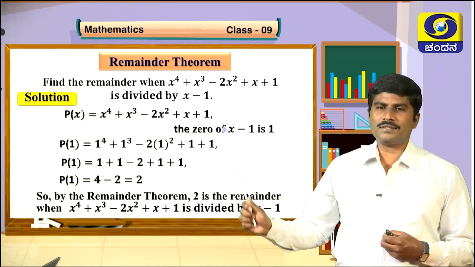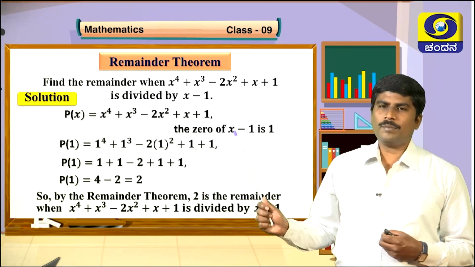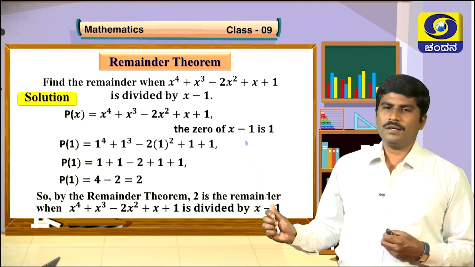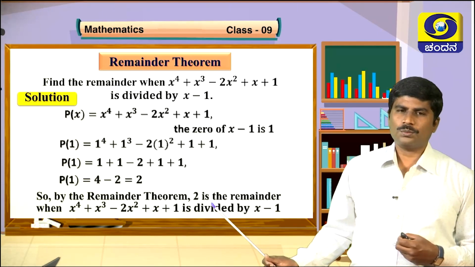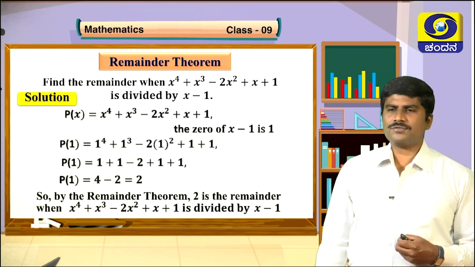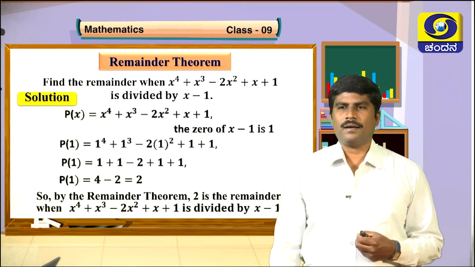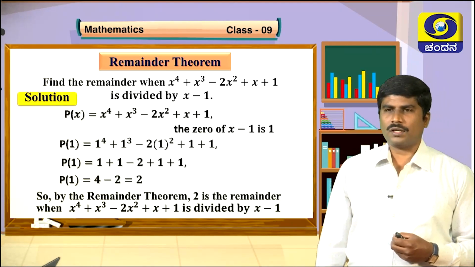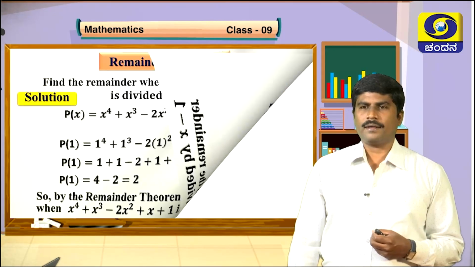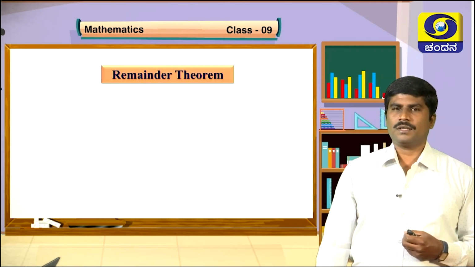So now you can easily understand, only by putting the value x is equal to 1, you got the remainder 2, right? In this way, we can easily understand the remainder theorem and solve problems to get the remainder of a particular division process.